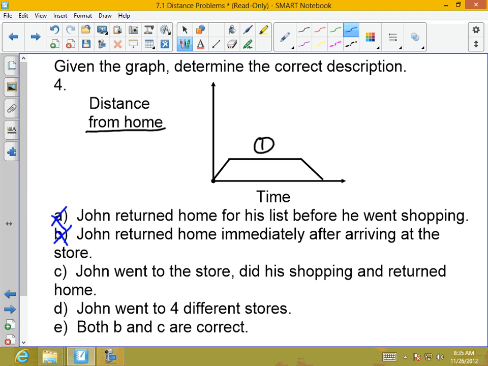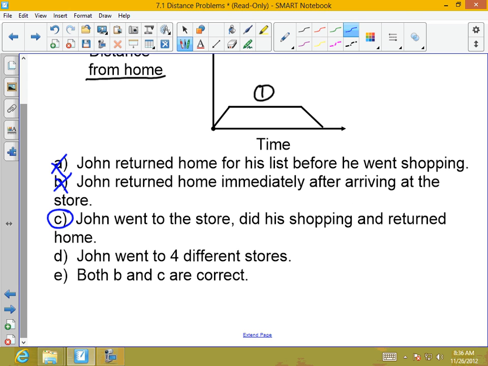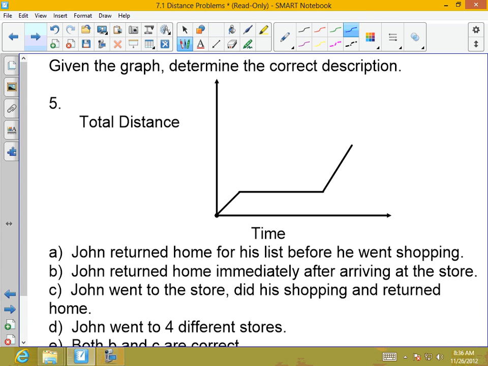John went to the store, did his shopping, returned home. That's possible, but I'll tell you right now, on these types of questions, there could be two that are really close, so you have to read them all. John went to four different stores? How many stores did John go to? That's not right. We know C is correct, we know B is wrong, so the answer is C. Your job here is to pick the best one. I will tell you on the test, there are some that are real close to each other. You just got to try to pick the best one.